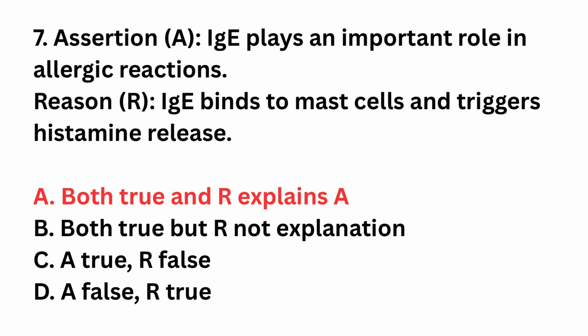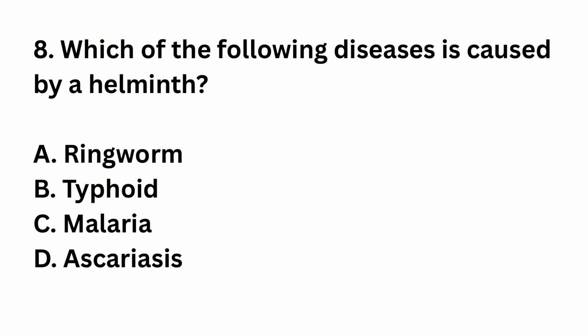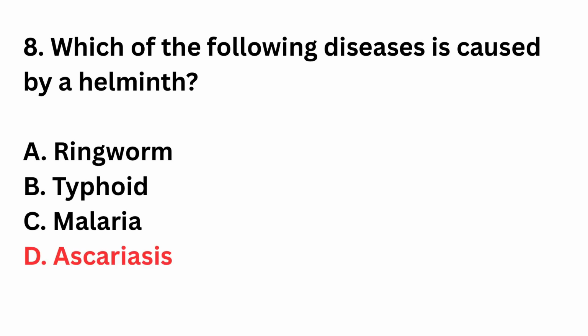Both true and reason explains assertion. IgE attaches to mast cells and basophils. Upon allergen exposure, it triggers histamine release causing allergy. Question number 8. Which of the following diseases is caused by a helminth? Ringworm, typhoid, malaria, ascariasis. The right answer is option D, ascariasis. Ascariasis is caused by a roundworm, Ascaris lumbricoides.